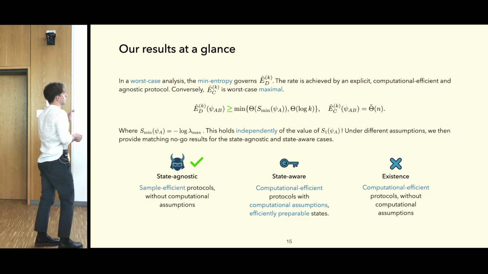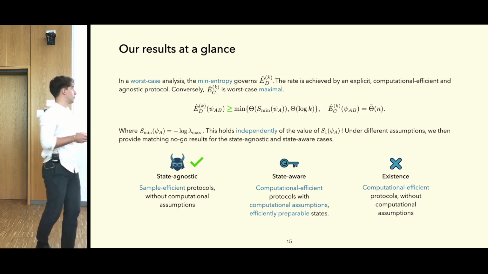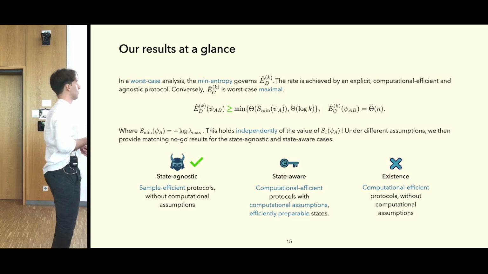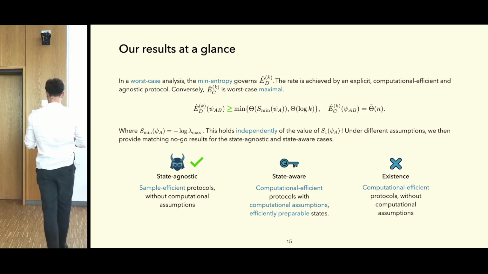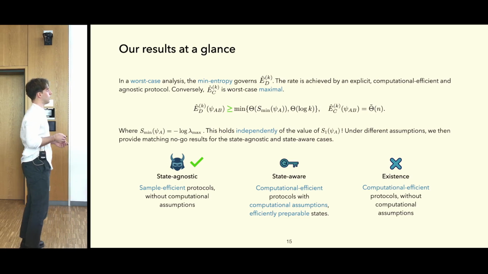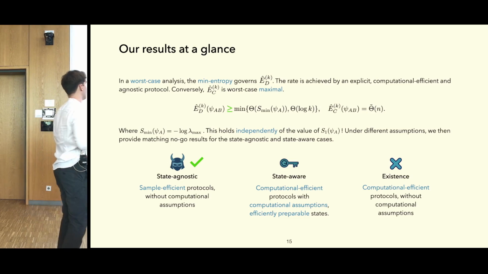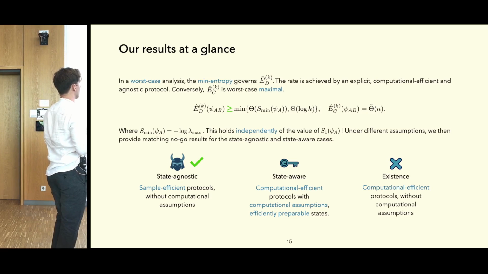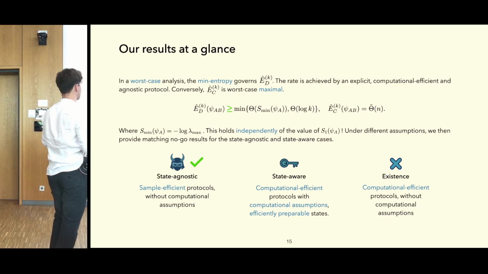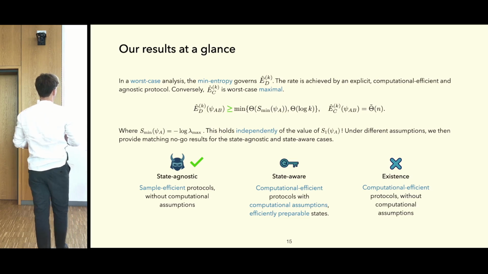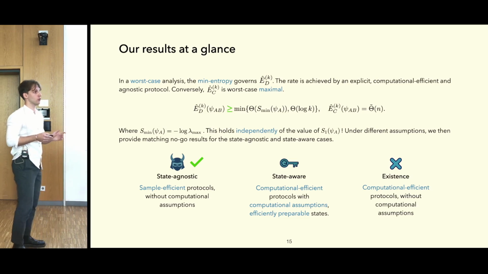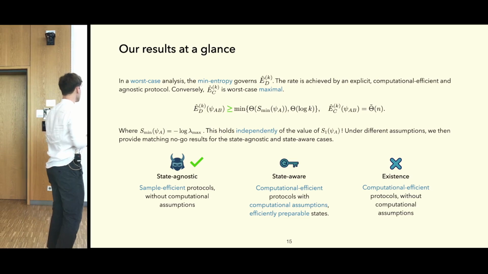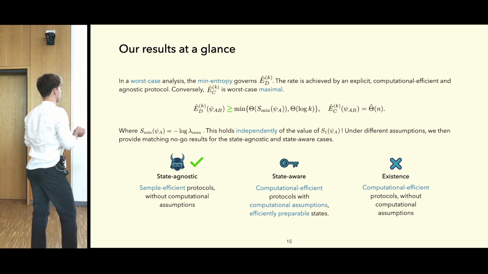And let me stress again that the previous result doesn't prove any upper bound on this computational distillable entanglement. So the question is now, does there exist some computationally efficient protocol that actually gets a better rate than this? Of course, this protocol will not be state agnostic. And the answer is actually no.